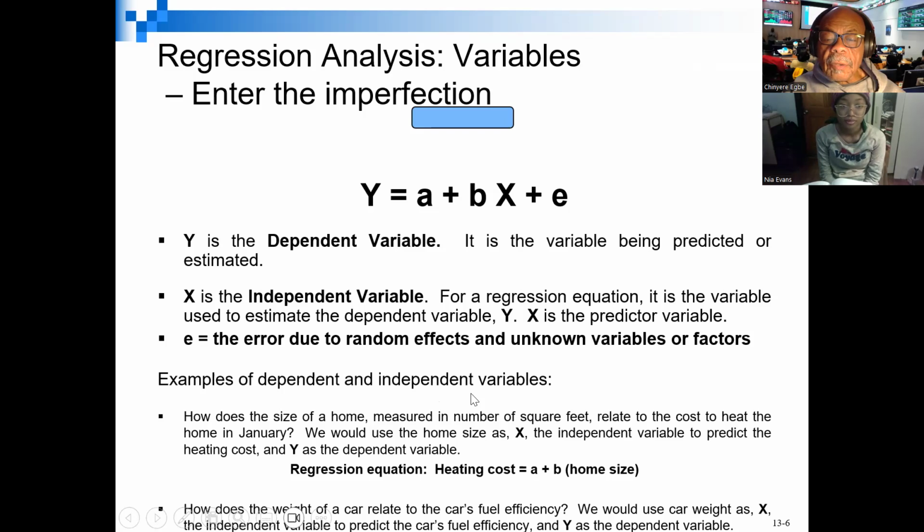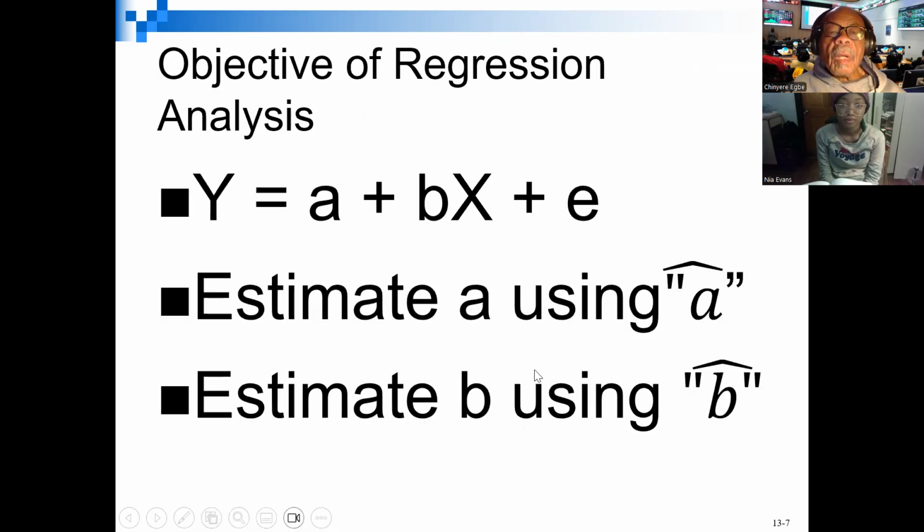Unknown variables or factors. All right. So in regression analysis, our objective is to estimate A, using what we call A hat, because A hat is an estimate of A, because we don't have a perfect relationship. And we estimate B using B hat, because B hat is an estimate of B, because we do not have perfect data.